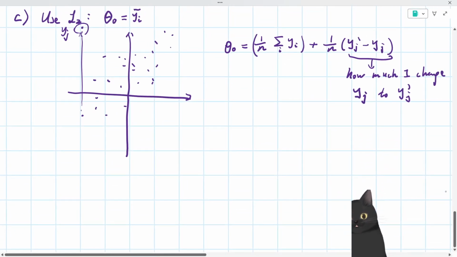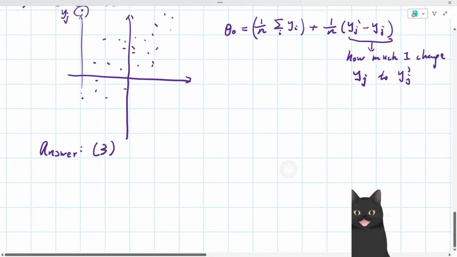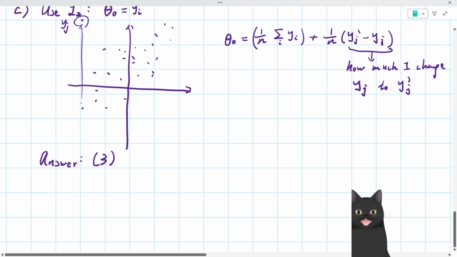So therefore, the answer to this question is actually option 3. Theta naught can change unboundedly when I maliciously change yj to a high number. Now, what does this mean? Let's talk about the context of this and having outlier data.